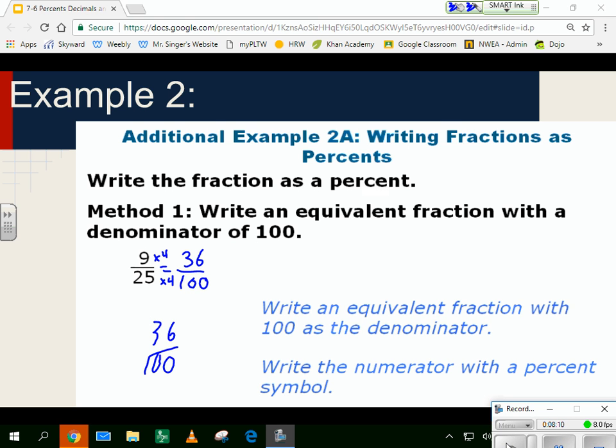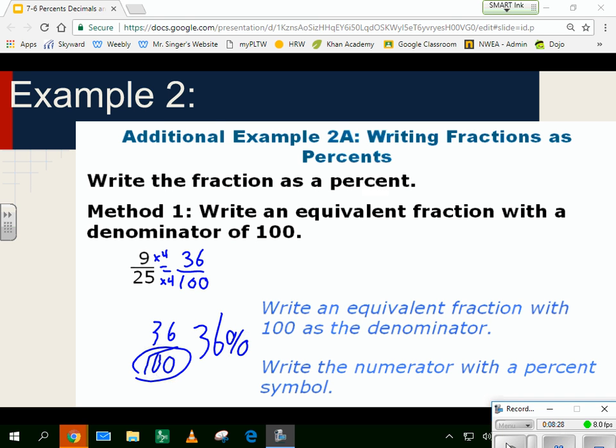And remember, the percent symbol is based on the 100 there. So if we just write the decimal there, your numerator then becomes the percent that gets filled in. So that's how easy it is to see that 9/25ths is actually 36%.